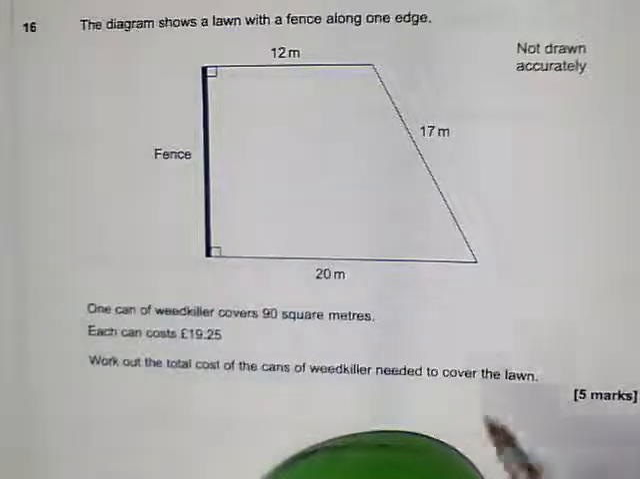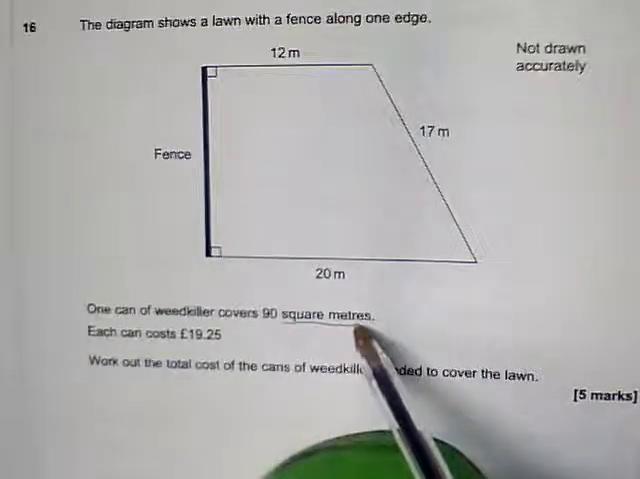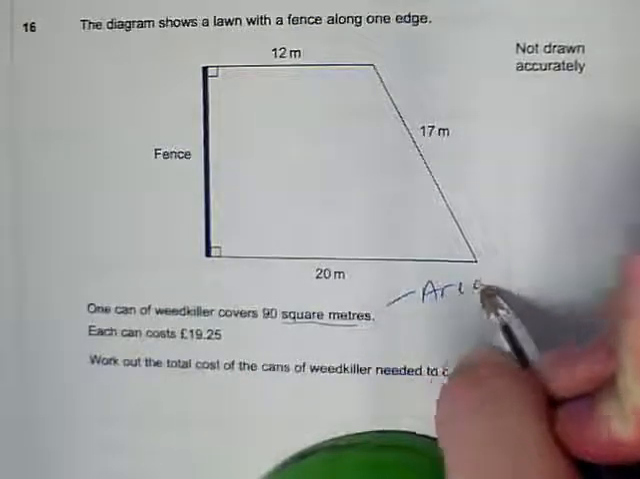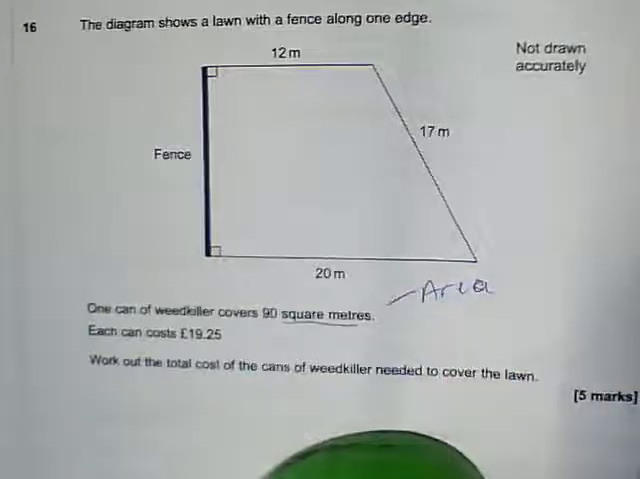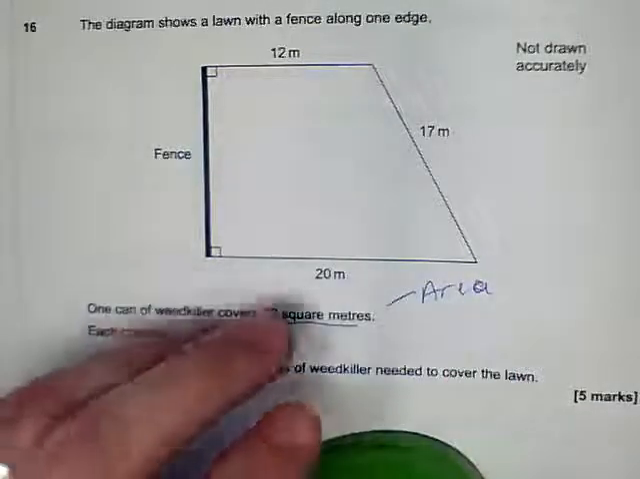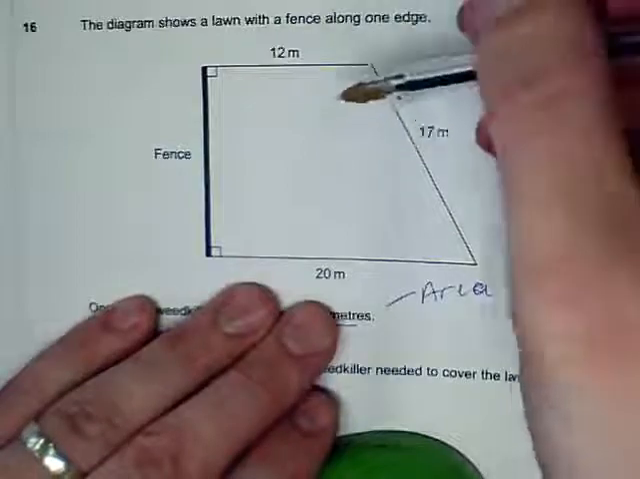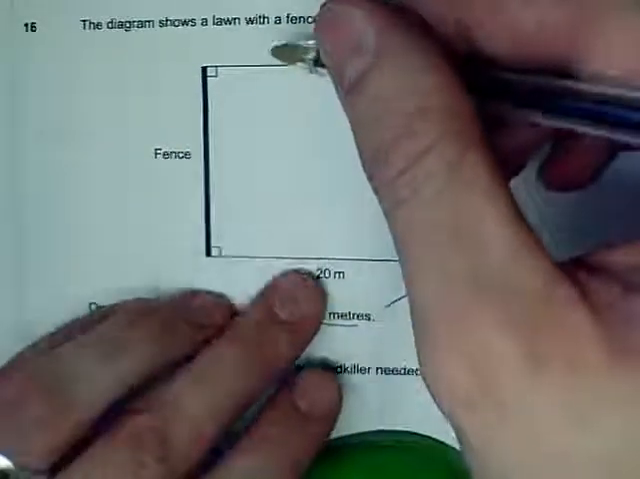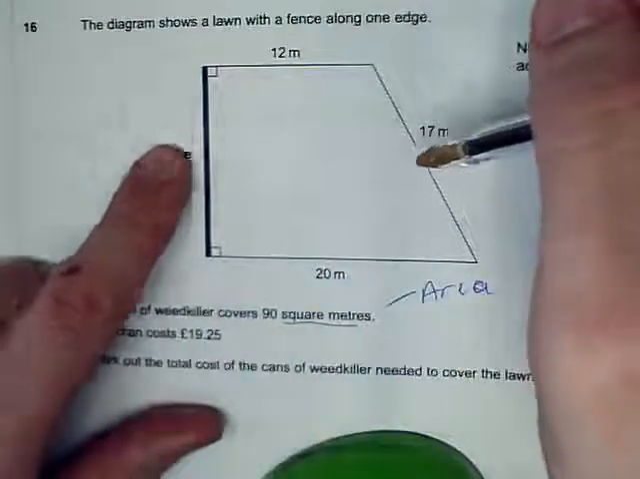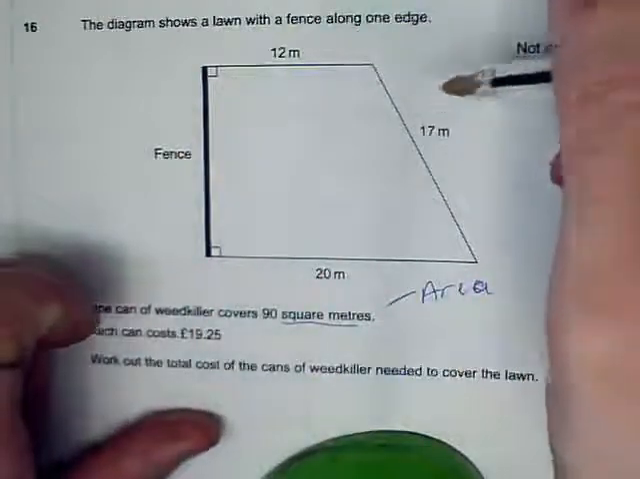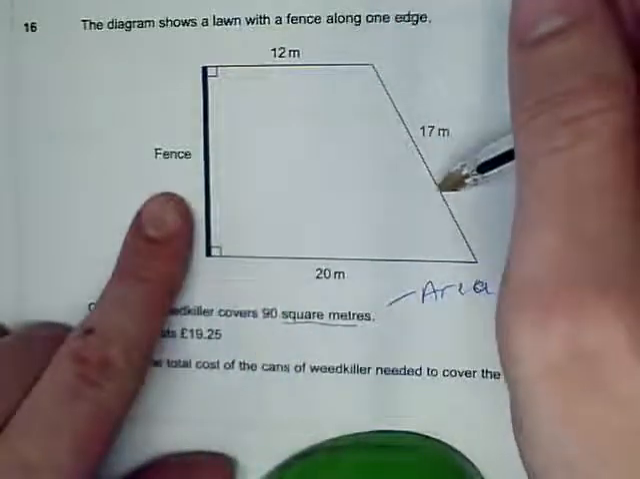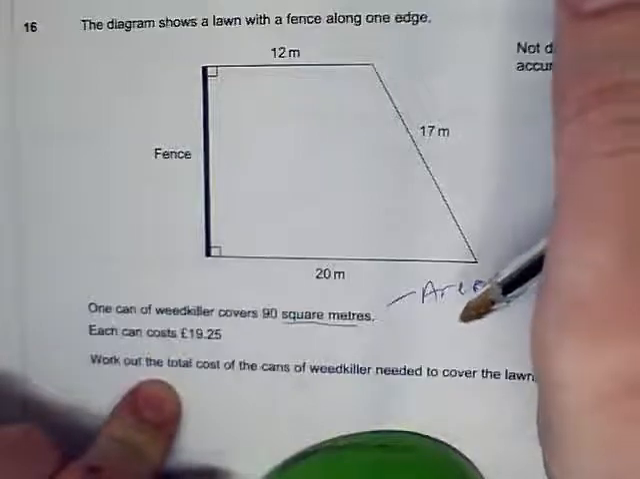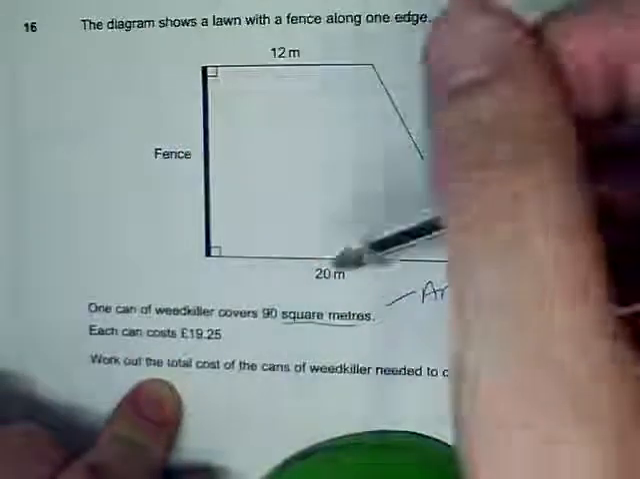So essentially, because it's talking about square meters, this is an area, we need to work out the area of this shape. Hopefully you recognise that this shape is a trapezium. The reason is a trapezium is a four-sided shape where you've got one pair that's parallel and one pair that's not parallel. So I need to work out the area of this trapezium.